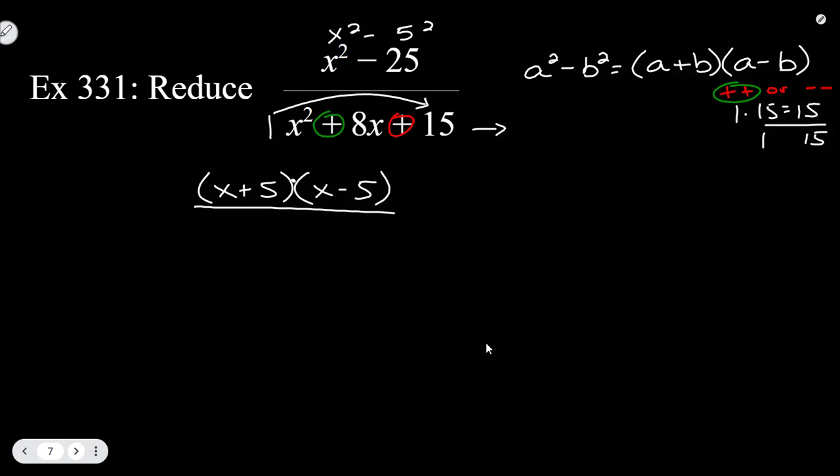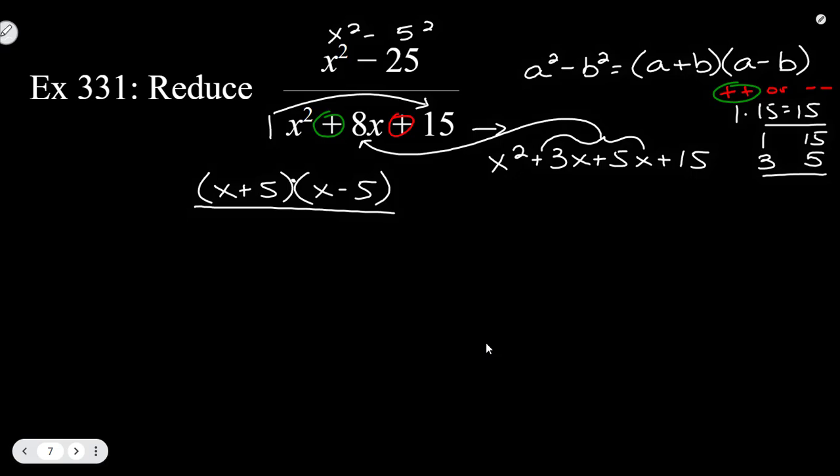2 doesn't divide evenly into 15. 3 divides into 15 5 times, and that will work. 3 and 5 is 8. So we write this out. X squared plus 3x plus 5x plus 15. And again, as I've mentioned several times in the past weeks, that works because 3x plus 5x is 8x. Then we want to factor by grouping.